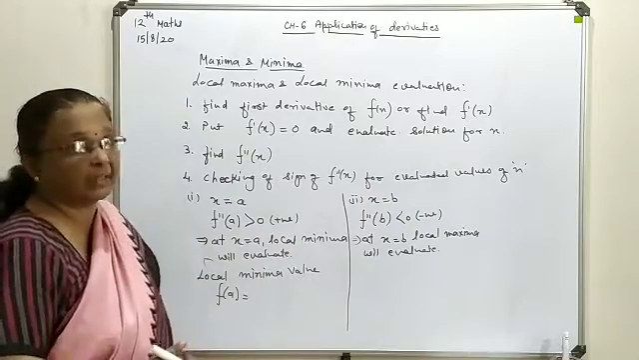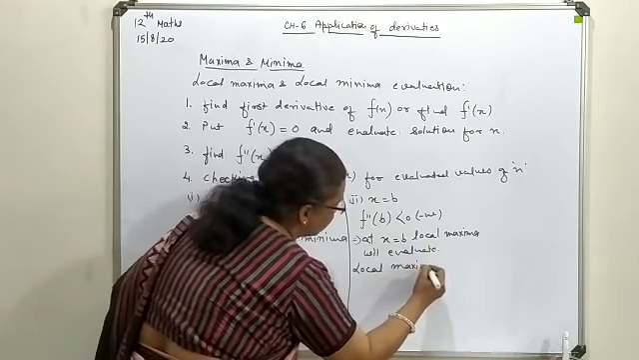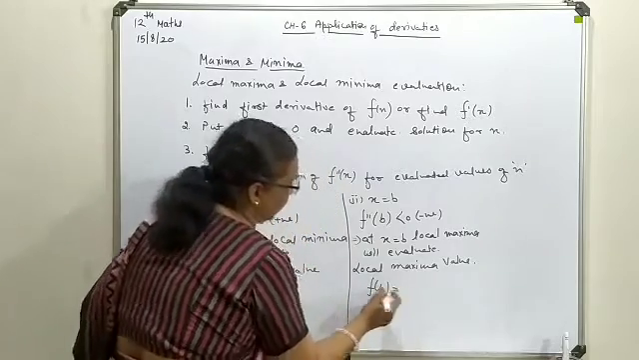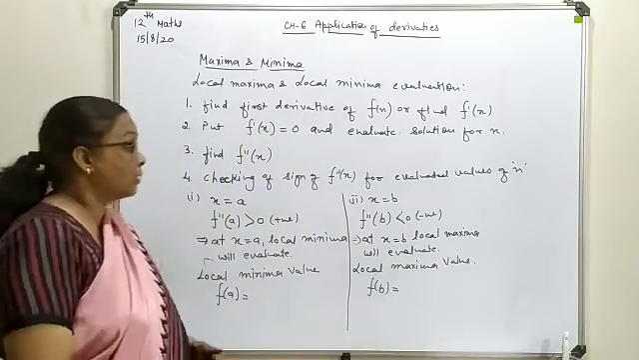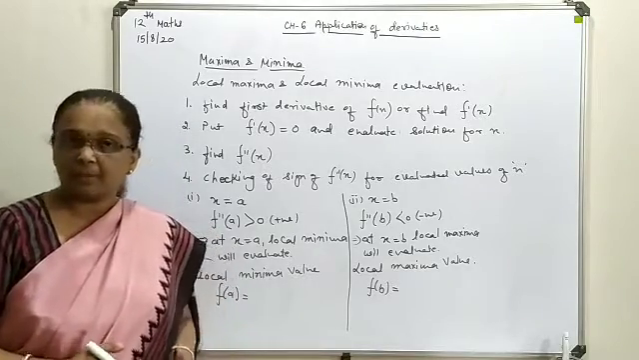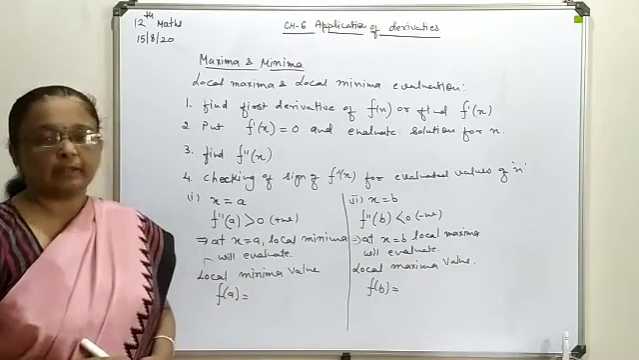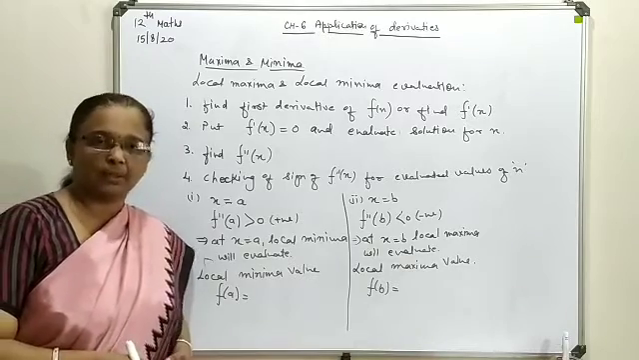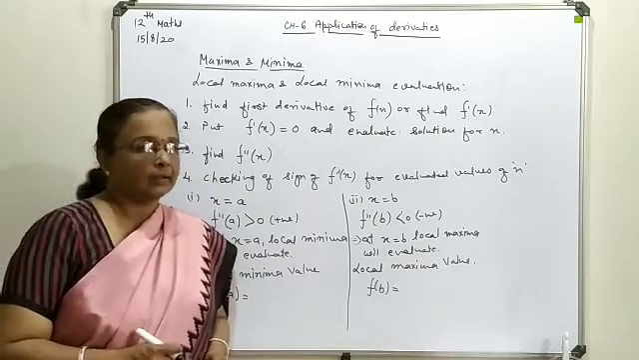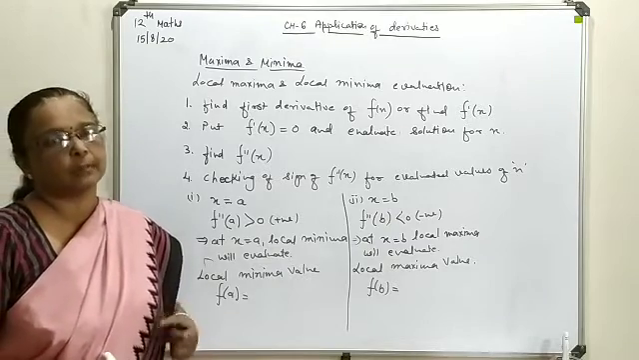Now what will be the local maxima value? Local maxima value is f(b), the function value at point b. Every time it is not necessary that you get a positive or negative sign. Sometimes, for a certain point, you may get the second derivative as 0. At that time we can't decide about the maxima and minima. That point will be considered a point of inflection, meaning neither maxima nor minima will exist for the given function at that particular point.